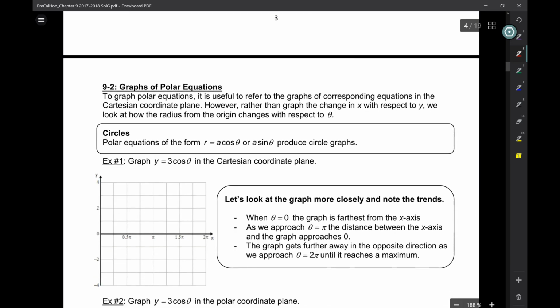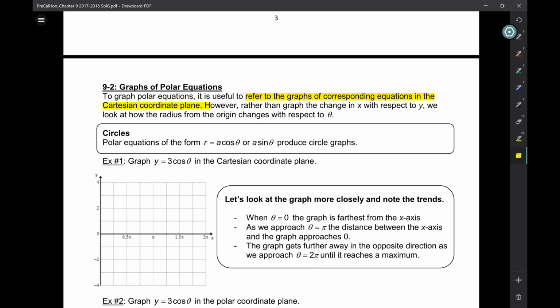Now let's move on to section 2. Section 2 talks about graphs of polar equations, and just like in rectangular coordinates, you have all sorts of different types of graphs. You have square root graphs and parabolas and cubics and so on and so forth. It's the same here, and they have different forms. To graph these polar equations, it's useful to refer to the graphs of corresponding equations in the Cartesian coordinate plane.